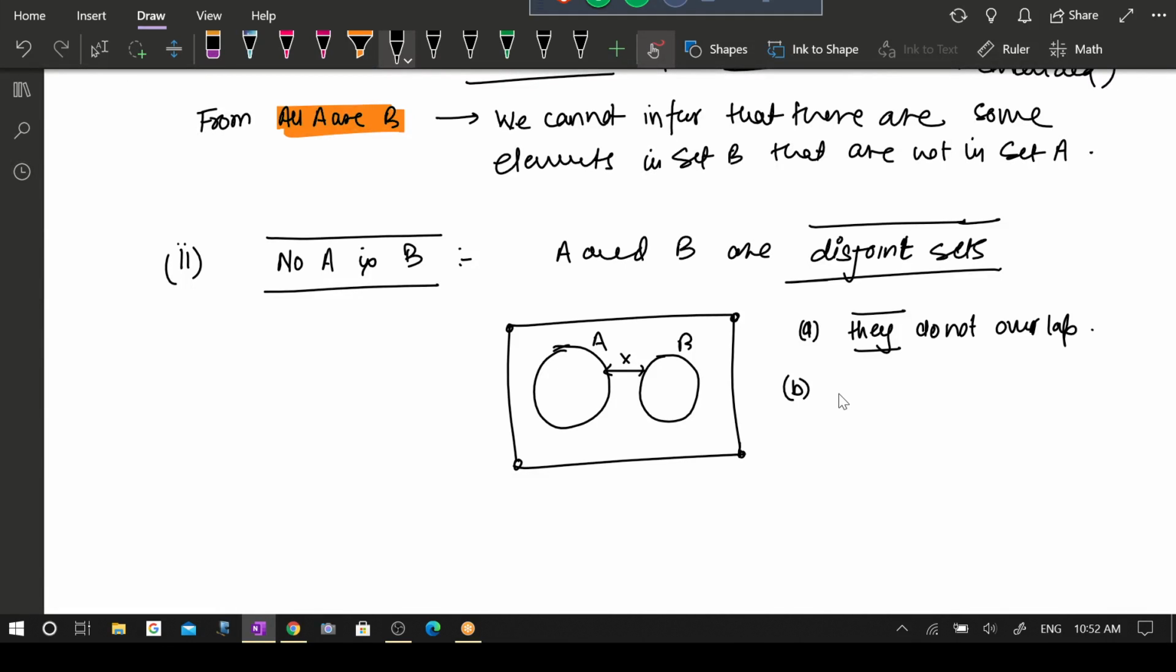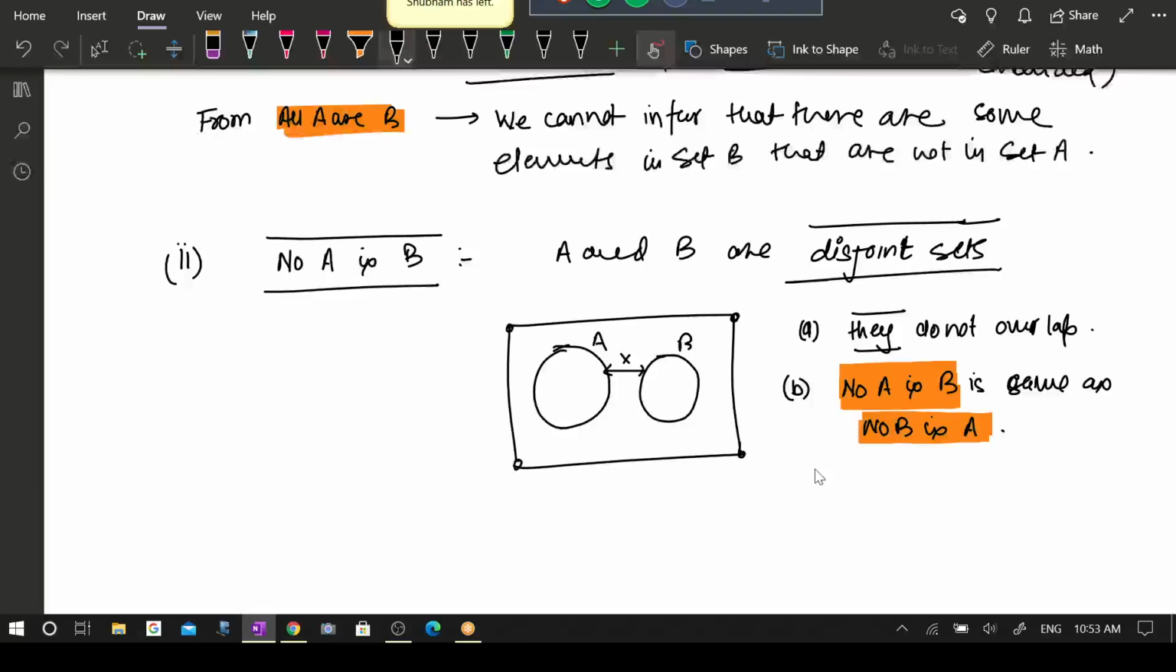Point number B. No A is B is same as no B is A, isn't it? If they are disjoint, whether we say no A is B or we say no B is A, how does that matter? One and the same thing. So keep this in your mind. No A is B means no B is A, because they are disjoint.